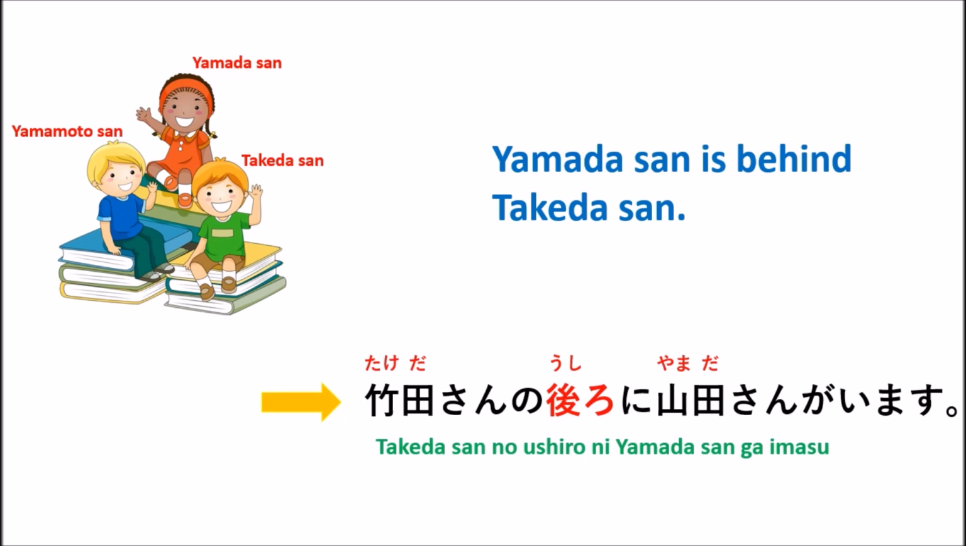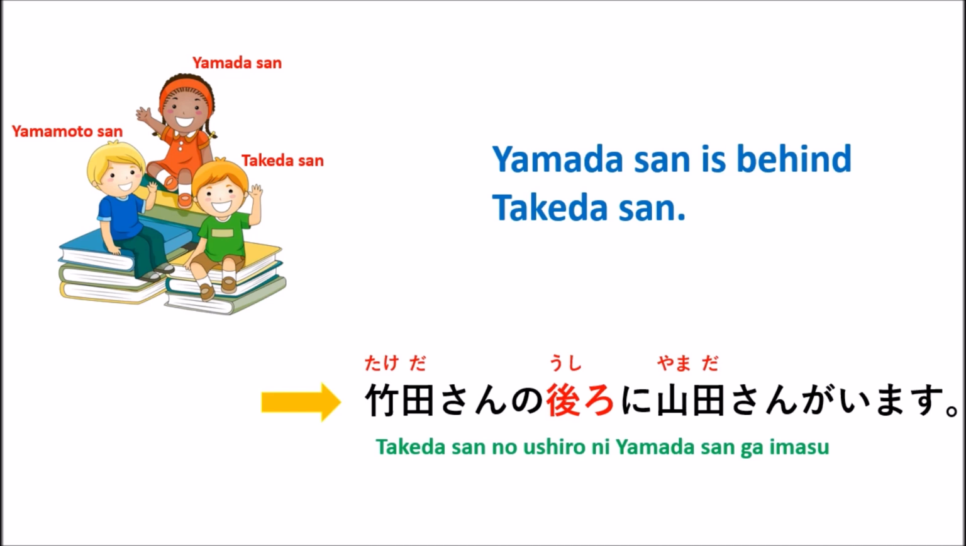And when we create it, it goes like this: Takeda-san no ushiro ni Yamada-san ga imasu. Let's look at the sentence. Takeda-san no ushiro means behind Takeda-san, right? So when you want to say behind someone, you just put that person's name followed by no ushiro. So Takeda-san no ushiro means behind Takeda-san.